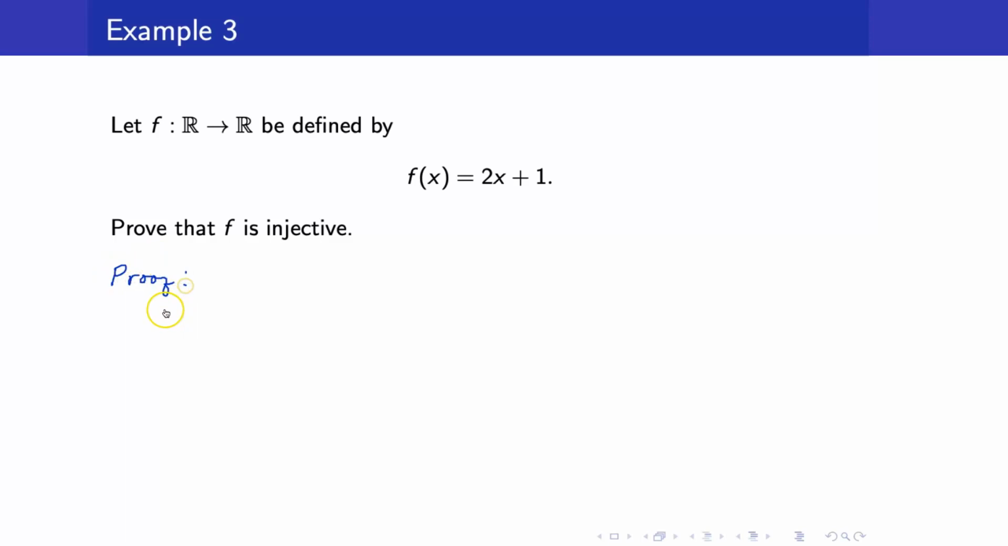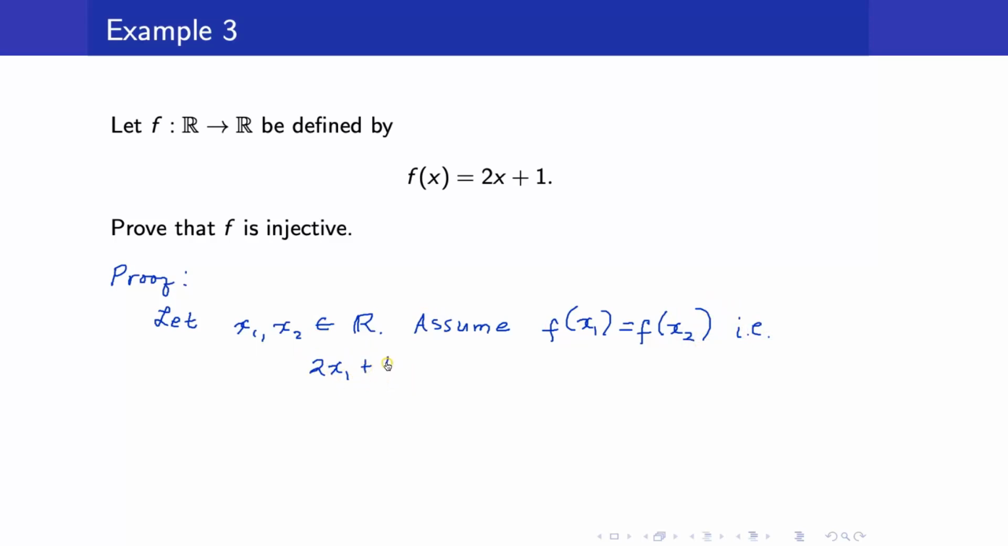it's like this. For our step 1, let's call that x1 and x2, two elements in the domain, the set of real numbers. And then, this is our step 2, assume that f of x1 and f of x2 have the same images. So in other words, 2x1 plus 1, that's f of x1, is equal to 2x2 plus 1.